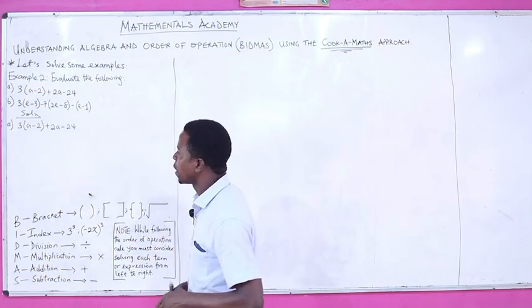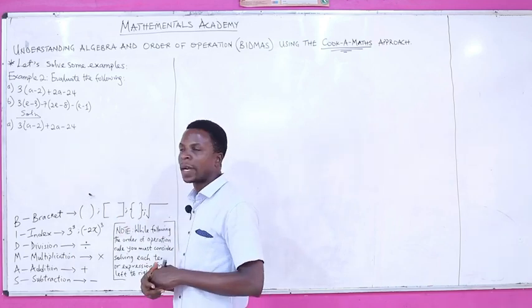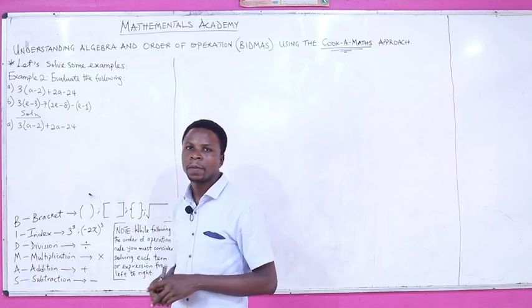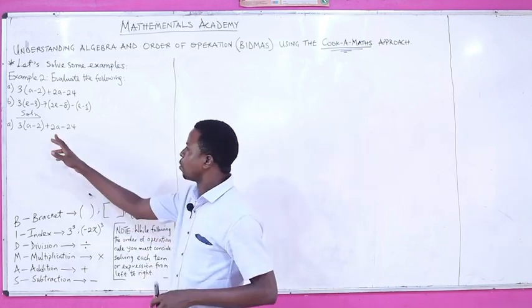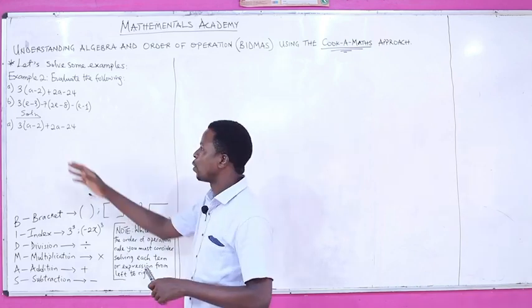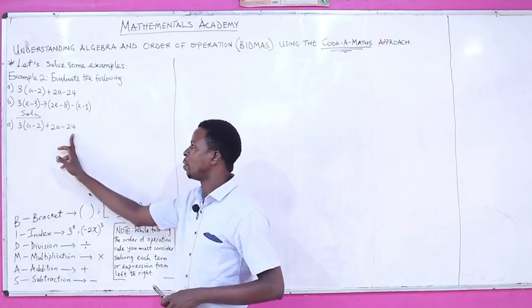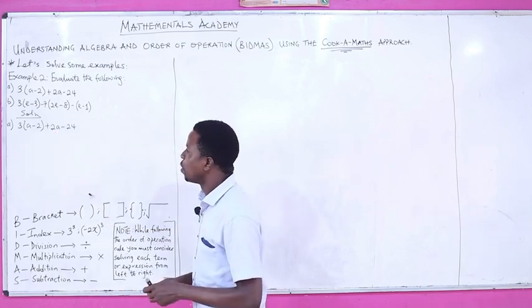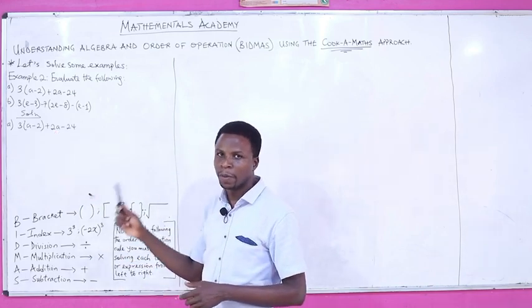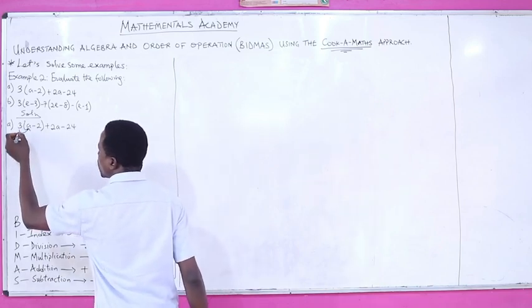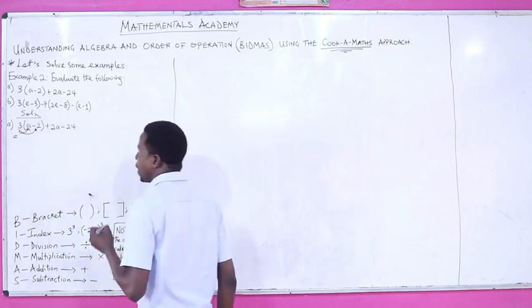So here in our first example, we have 3 bracket open, a minus 2 bracket close, plus 2a minus 24. Now we have plus 2a minus 24. We can't add this because they are not like terms. This is the whole number and this is an algebraic term, right? So the first thing I'm going to do is open the bracket. So we have equals to 3 will multiply a and 3 will multiply minus 2.